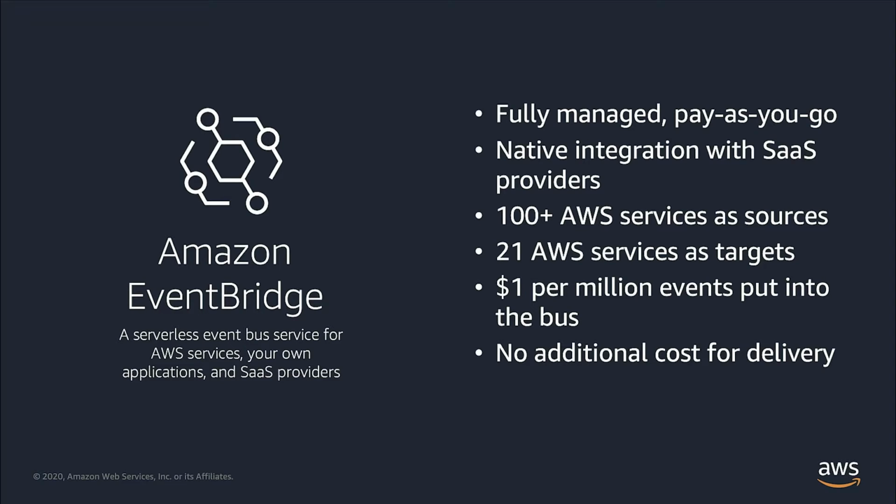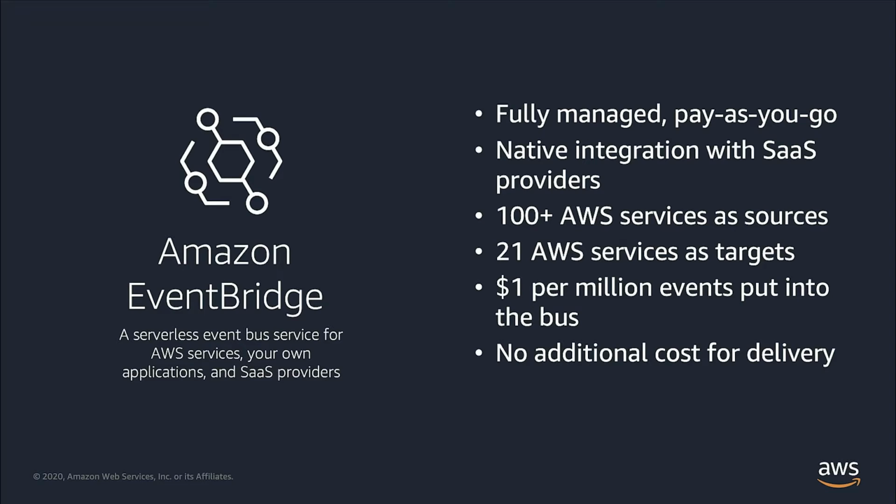It is a fully managed service, so there's no infrastructure to manage or provision. Scaling is managed for you, and you only pay for what you use. It offers native integrations with SaaS providers, and traffic travels internally within AWS infrastructure when you work with SaaS providers instead of on the public internet.